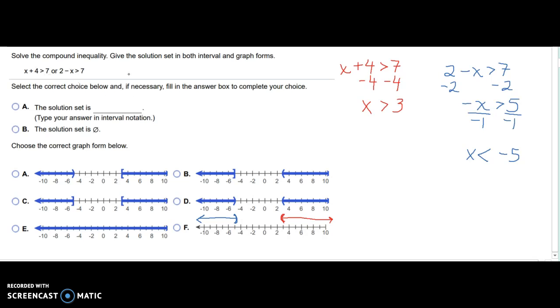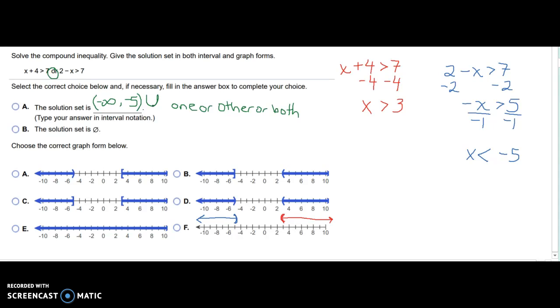So for the word "or," the word "or" means one or the other or both. And you can go back in your notes, we wrote all that down. One or the other or both. So in this case, everything that's graphed is true. So from negative infinity to negative 5, that's part of my solution. Remember, infinity always gets parentheses. The negative 5 will get parentheses because, again, there's no line underneath here.